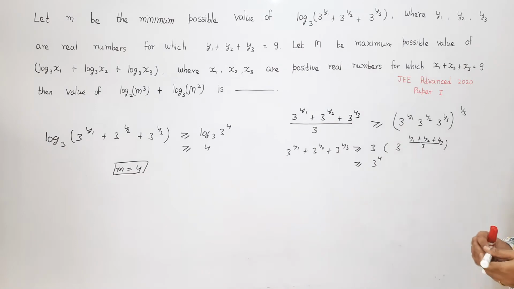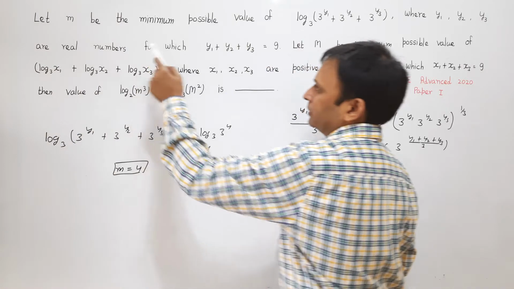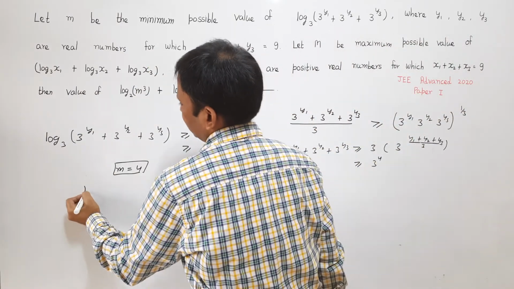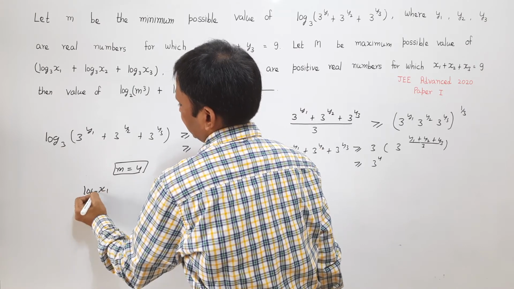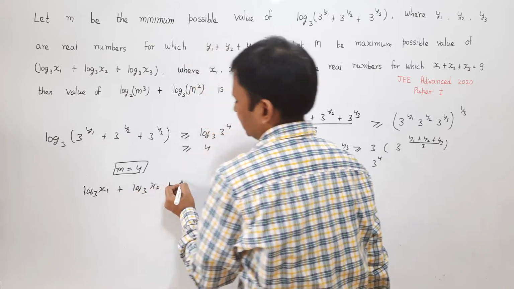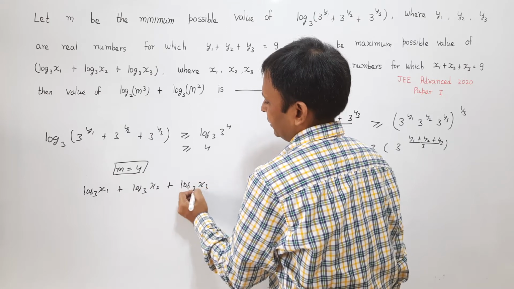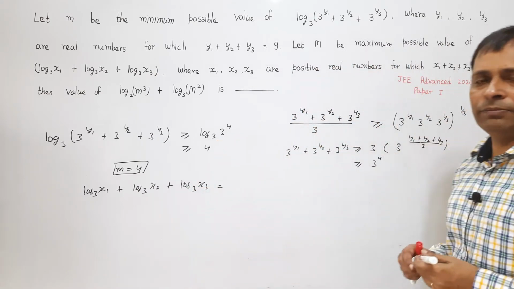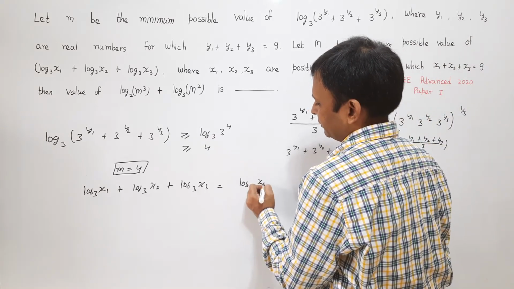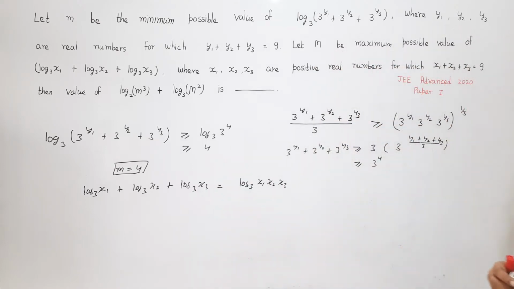Similarly, we will find out the capital M, for which we have been given that capital M is the maximum value of this expression, log of x1 with the base 3 plus log of x2 with the base 3 plus log of x3 with the base 3. Log will convert the sum into product. That means I can write it as log of x1 into x2 into x3 with the base 3.